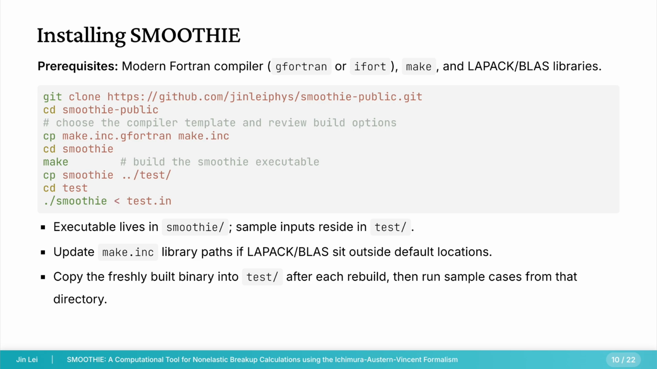Two quick notes from the slide. Executables live in smoothie, while sample inputs are in test. And if your LAPACK or BLAS libraries are not in default locations, update the paths in make.inc. After any rebuild, copy the freshly built binary back into test. Then rerun your sample cases.